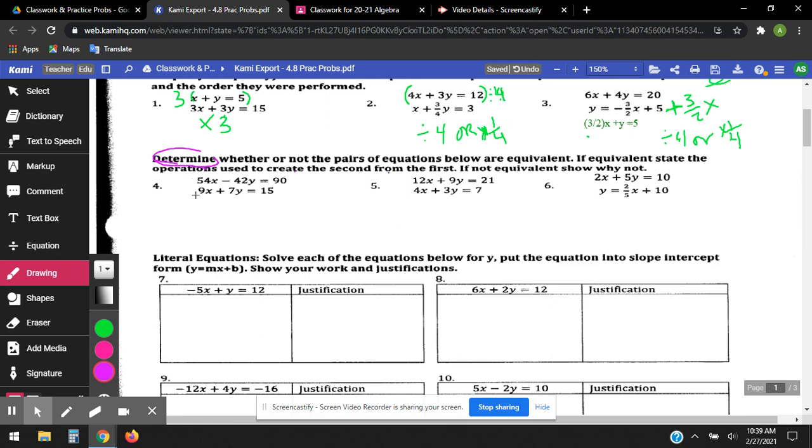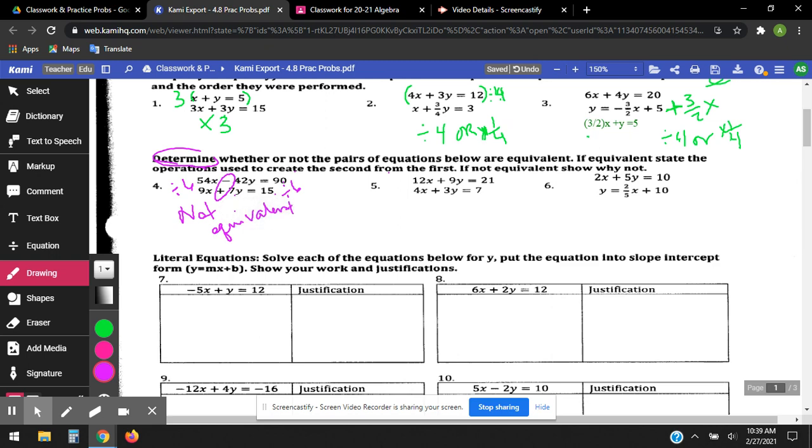Well, I know that 54 divided by 6 is 9. So this one's a divide by 6. 90 divided by 6 is actually 15. So here's a divide by 6. Here's the problem with this one. If I have a negative 42 divided by 6, I should end up with a negative 7. So these are not equivalent.